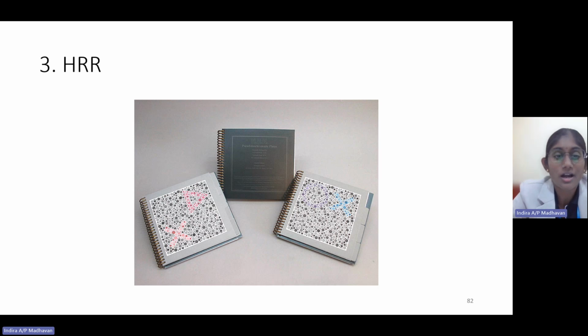Okay, this is the HRR plate. This is the one that was mistakenly put in the SPP2 picture. So this is HRR, another plate that is used to detect color vision anomalies.